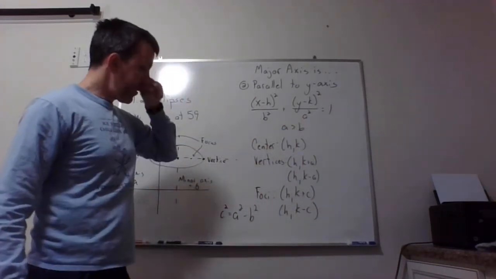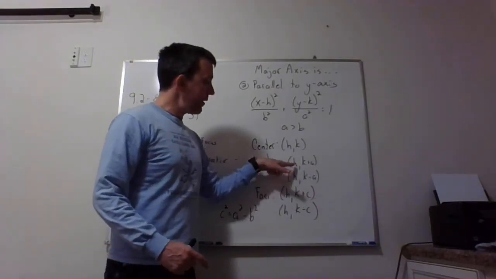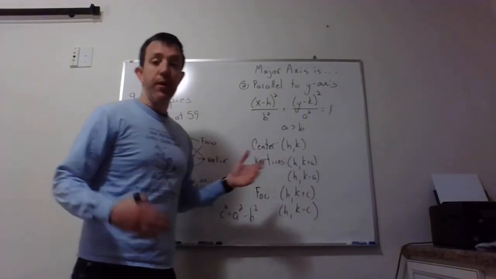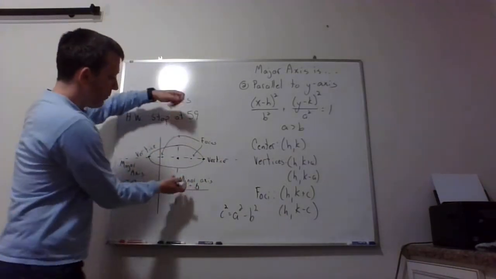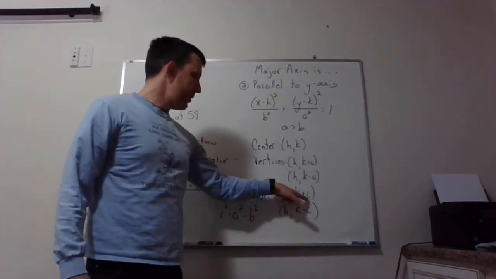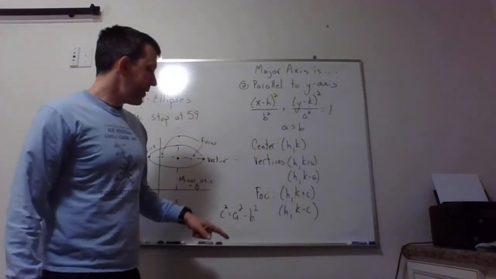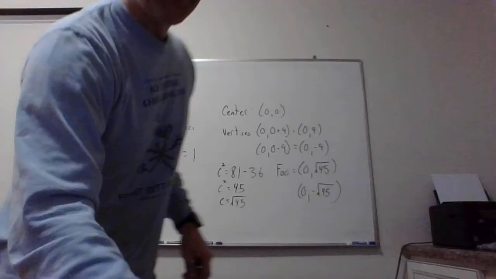The center is still the same. It's still (h, k). The vertices have changed now. Instead of adding a to the x-coordinate and subtracting it from the x-coordinate, we're going to do it with the y-coordinate, because that way if this was rotated, we'd be going up and down to get to those vertices. And the same thing with foci. We're adding and subtracting c from k, where c squared is still a squared minus b squared.